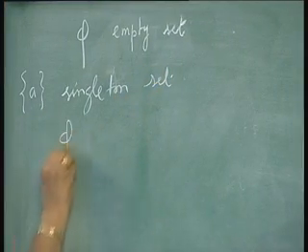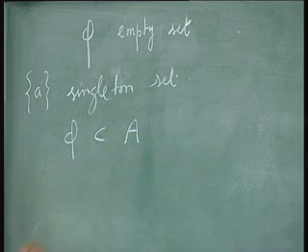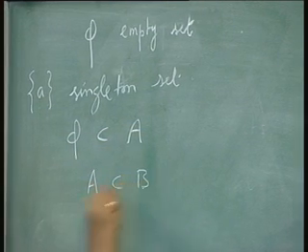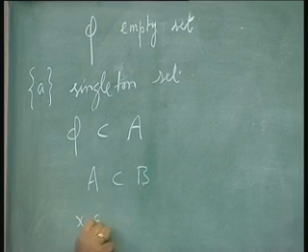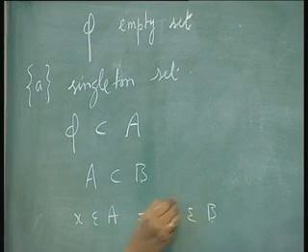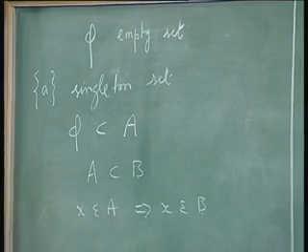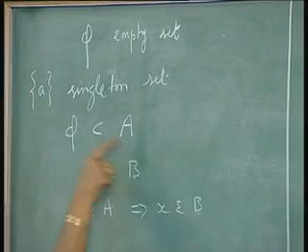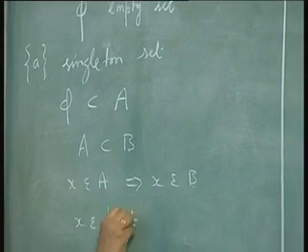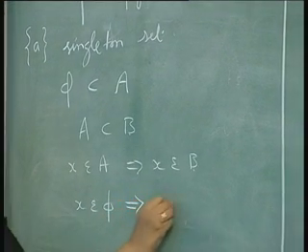Now, you want to show phi is contained in every set A. What is the definition of A contained in B? X belongs to A implies X belongs to B. This is the condition. Now, phi is contained in A means that for X belonging to phi, it should satisfy this condition: X belongs to phi implies X belongs to A.